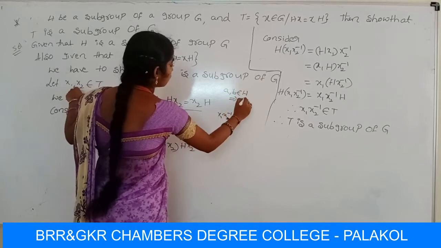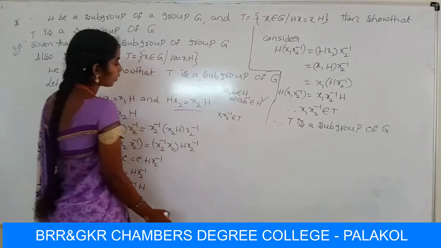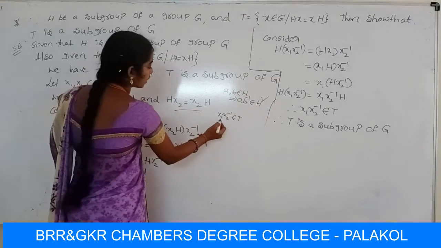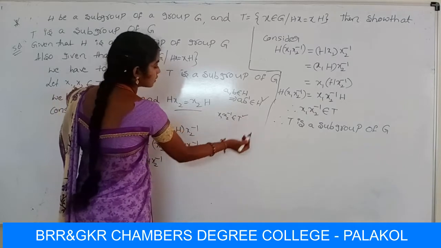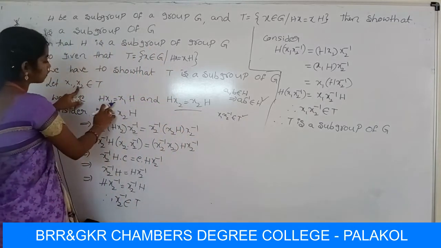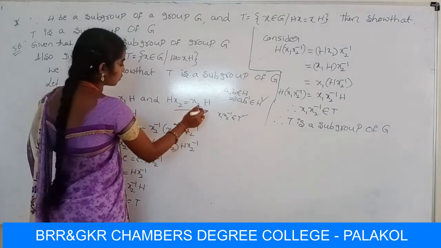So that means AB inverse belongs to H. So H is a subgroup of Z. So in this case x1, x2 belong to T. So we have to prove that x1 x2 inverse belongs to T. T is a subgroup of Z. So already you know that Hx1 is equal to x1H and Hx2 is equal to x2H.